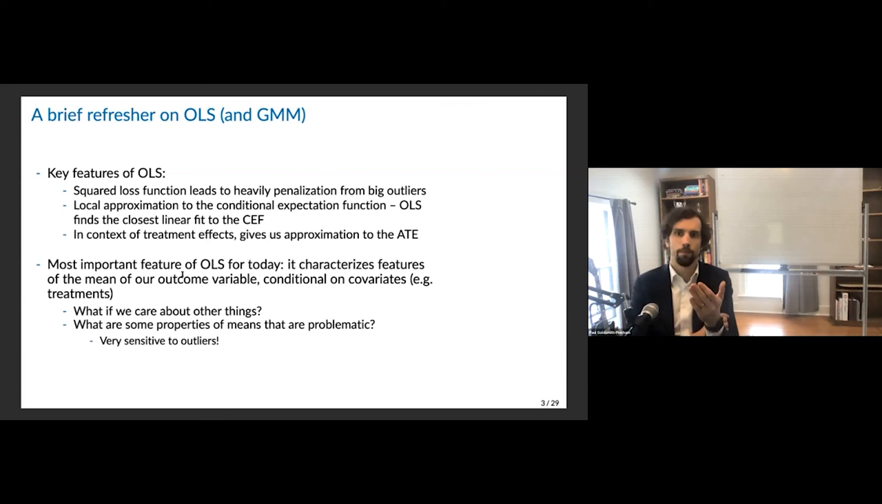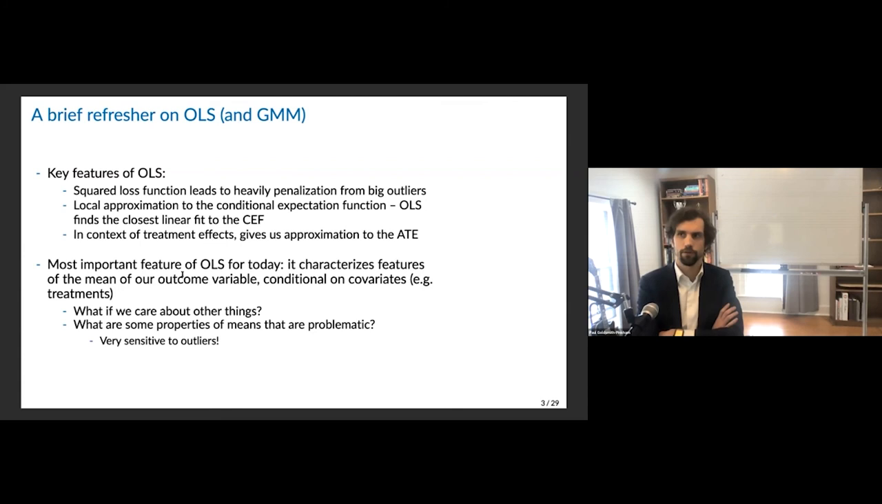Another really nice part is that OLS gives us an estimate of the average treatment effect when we're running a regression. We can basically run a regression and it's going to spit out something that approximates the average treatment effect without having to do anything special with propensity scores or whatever else. It'll give us a variance-weighted estimate. So OLS has a lot of very nice properties.